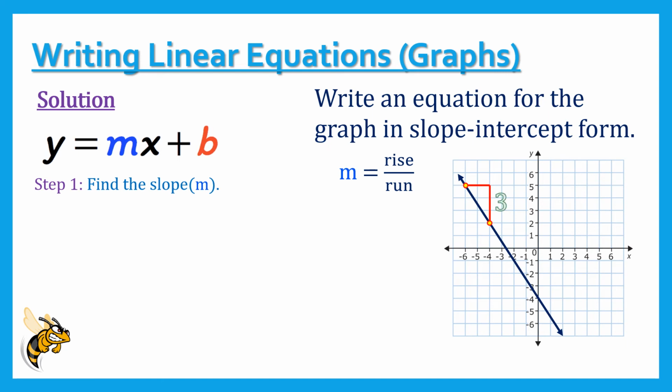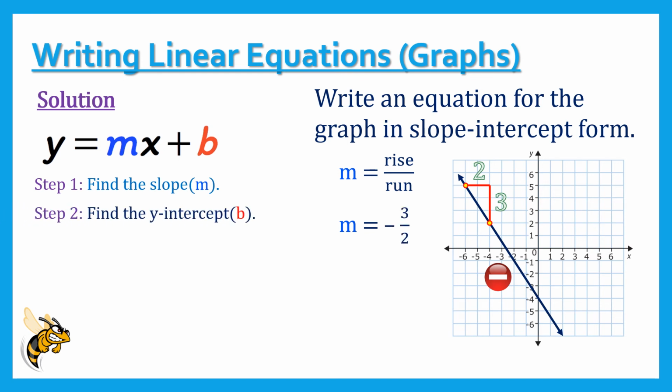So on the side going upwards, it would be 3 boxes and it will run for 2 boxes. Since the graph is going down to the right, it will be a negative slope. So therefore, m is equal to negative 3 over 2.